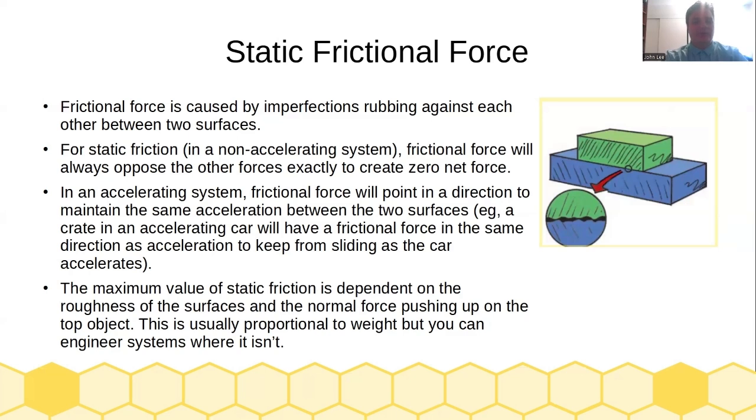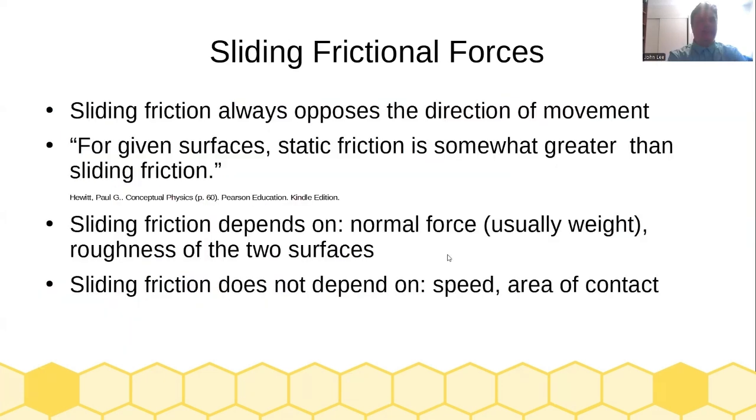This is usually proportional to weight, but you can engineer systems where it isn't. If the object is moving, then there are sliding frictional forces. So sliding friction always opposes the direction of movement. For given surfaces, static friction is somewhat greater than sliding friction. What this should say is that the maximum value of static friction is somewhat greater than sliding friction.